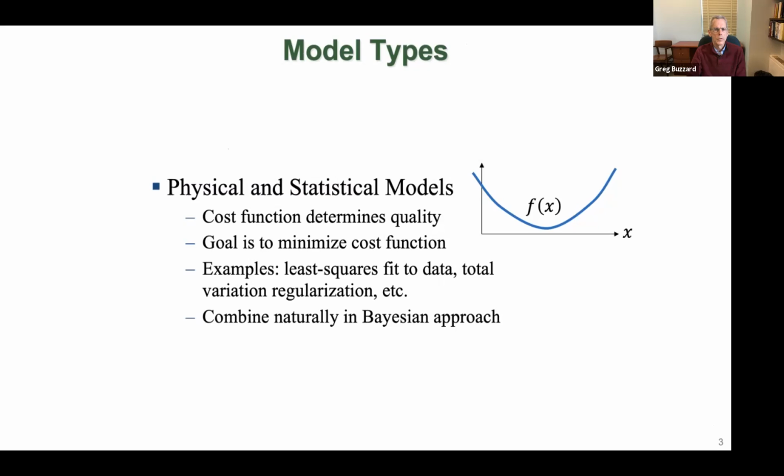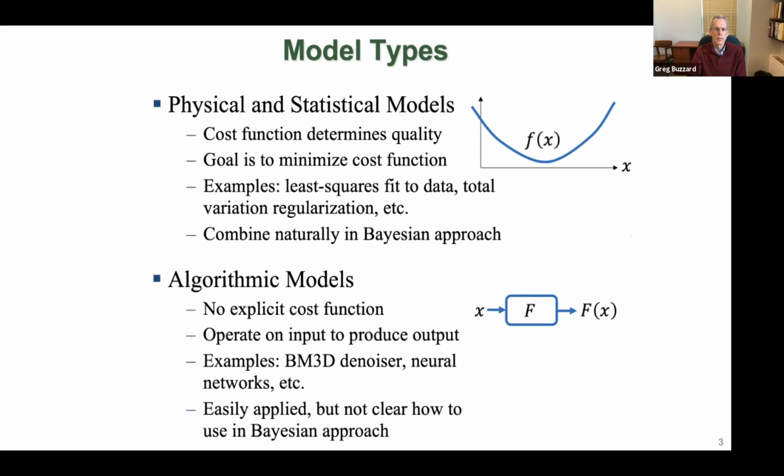So just to highlight that a little bit, we can think about a physical or statistical model. We set up some cost function, and then our goal is to minimize that cost function. And these kinds of models combine naturally in the Bayesian approach. On the other hand, an algorithmic model is much more of a black box.